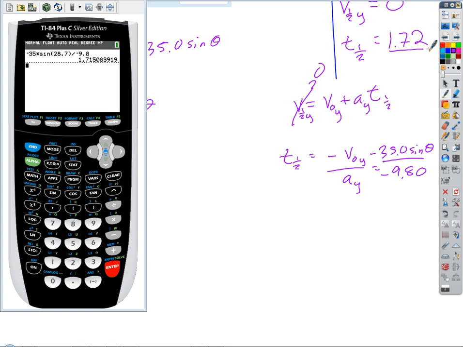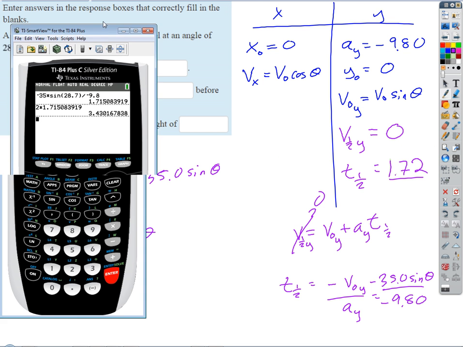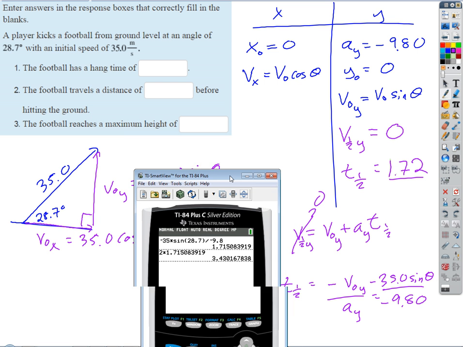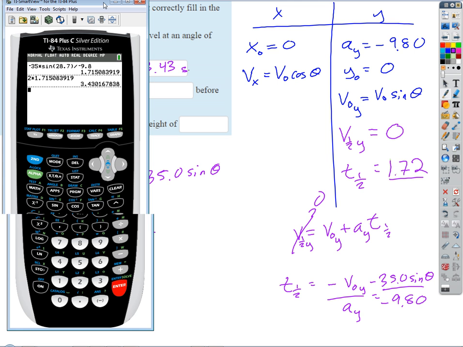So the hang time then is twice that. 3.43, et cetera, et cetera. How many sig figs do we get to keep on this one? 3, so that's gonna be 3.43. And it looks like I need units, huh? So seconds. Okay, the football reaches a maximum height of what?